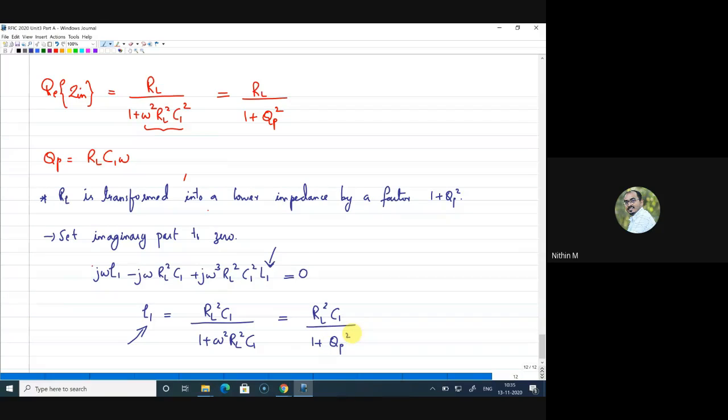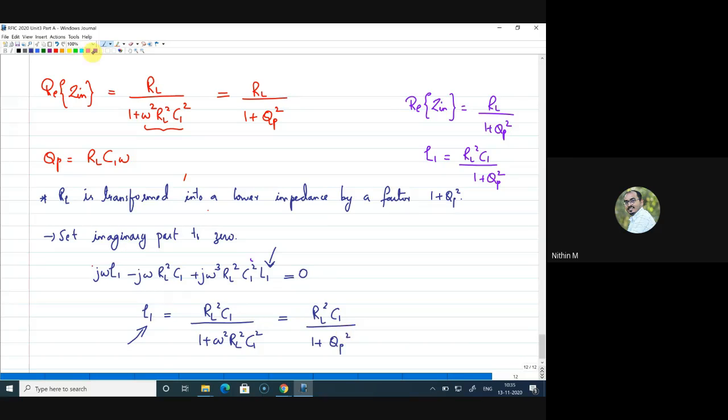Right. So if you look at these two things, the real part of impedance, let me write it again here. The real part of impedance here is equal to RL by 1 plus QP square, and the inductance value I need to use here in order to cancel the capacitive component is RL square C1 by 1 plus QP square. Now, the denominator should have C1 square. Oh, yes, I think I missed it. Yeah, C1 square is there. C1 square, yes. Yeah, is this right?